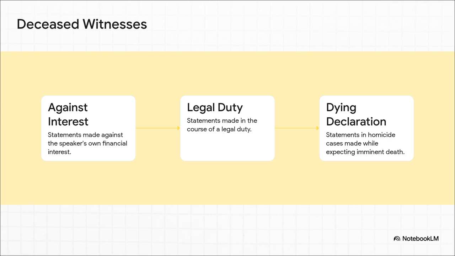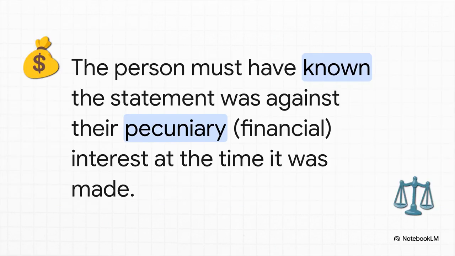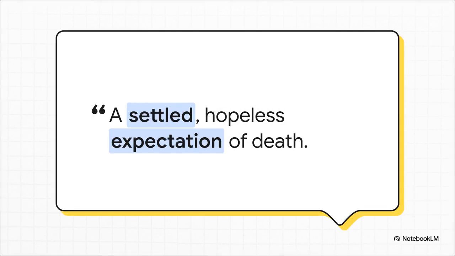dying declarations. Now, the absolute crucial point for this one is that the statement has to be against the person's financial interest, their pecuniary interest. A perfect example is someone admitting they owe a debt. The law's logic is that people generally don't lie to make themselves poorer, so that gives the statement a ring of truth. And the person had to know at the time they said it that it was against their own interest.